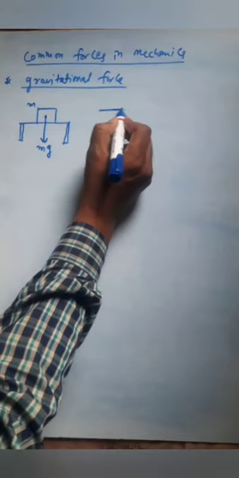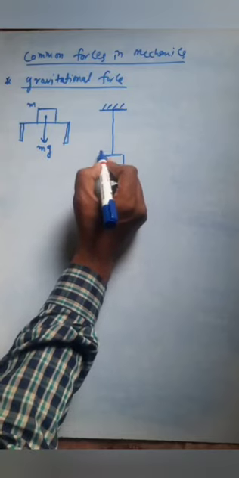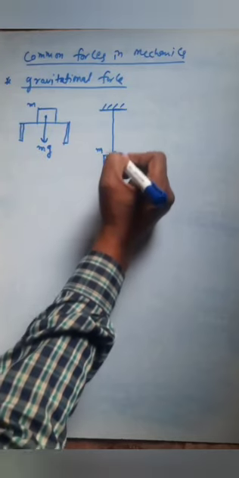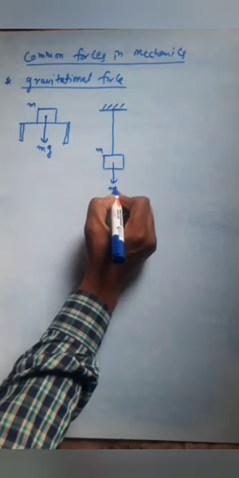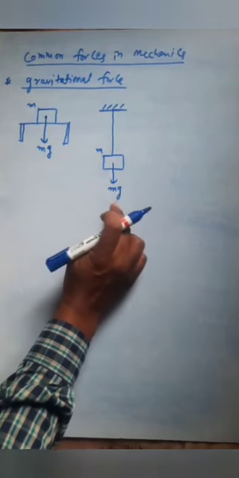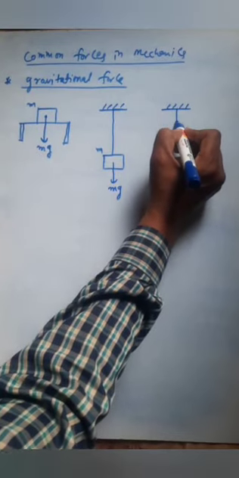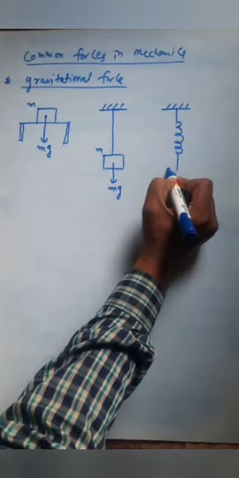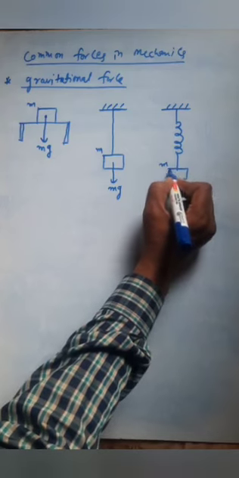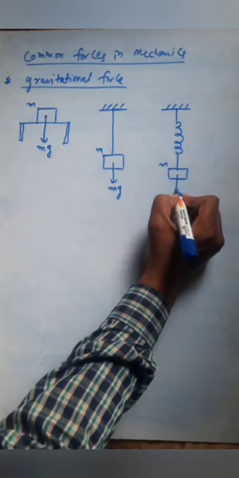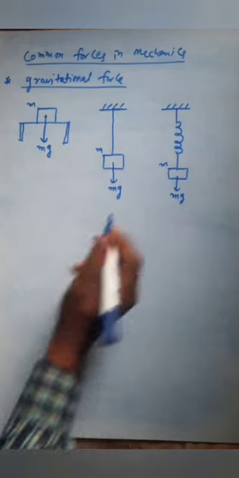Similarly, a mass m suspended from a string: here the gravitational force mg acts towards the ground. In a spring mass system, the object has mass m, so the gravitational force acts in the downward direction, that is mg.